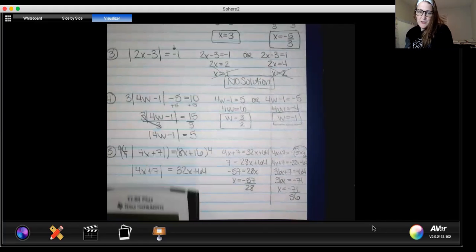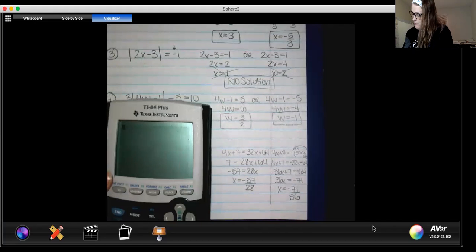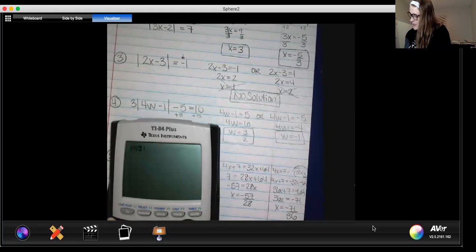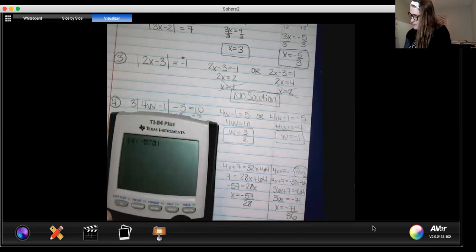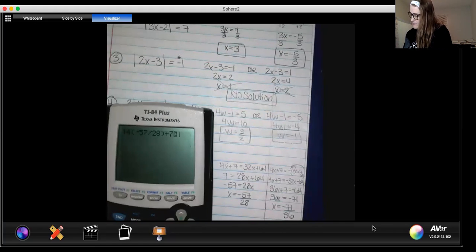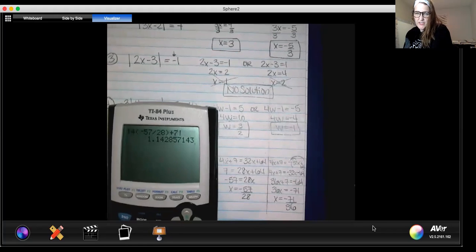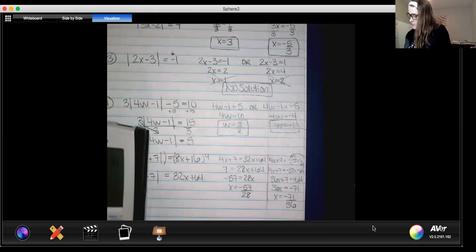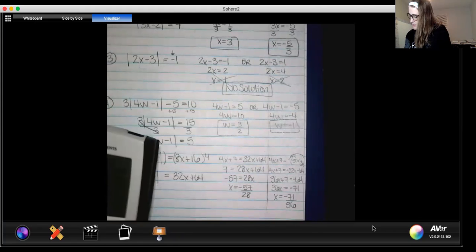So this time we're going to go ahead and use the absolute value symbol. So I'm going to go to Math, Numerator, and click Absolute Value. Now my calculator automatically makes the little lines, but yours might still say ABS and then parentheses. So we have 4 times negative 57 divided by 28, plus 7. And that's okay that it's a decimal. You can leave it like that for now, because we're just comparing if they equal each other. And then on the other side, we have 32 times negative 57 divided by 28, plus 64.